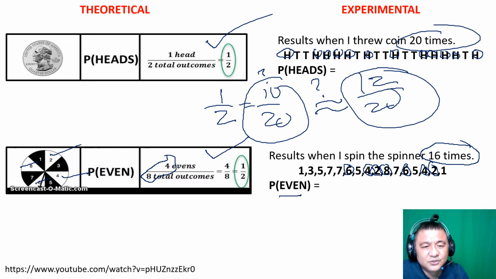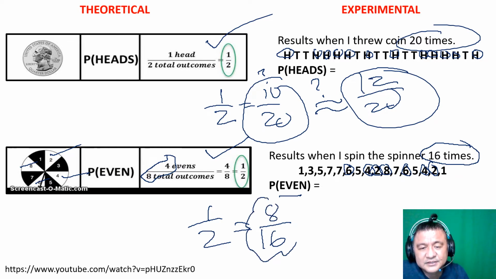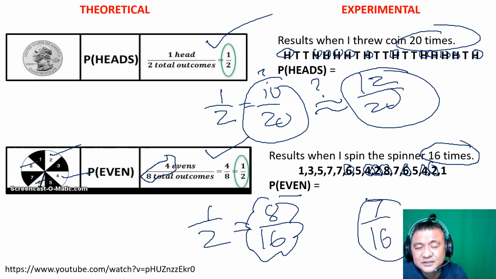1, 2, 3, 4, 5, 6, 7. So 1/2, when we threw it 16 times, what is half of 16? 8. We were expecting 8. But in real life, how many did we get? 7 out of 16. Are they near each other? Almost. But they are different from each other. So now you see the difference.